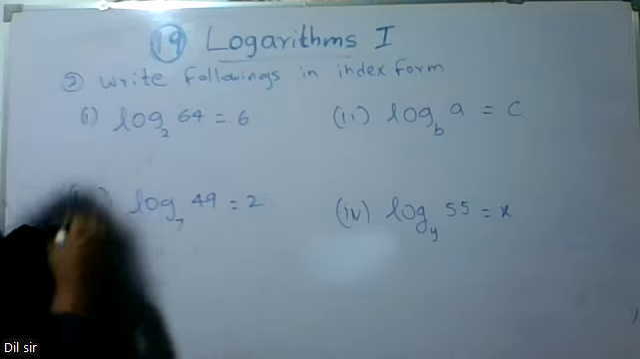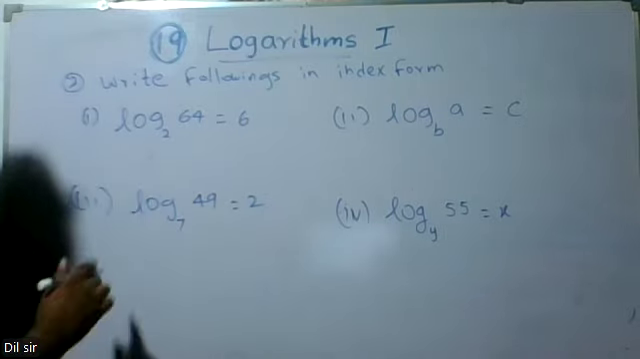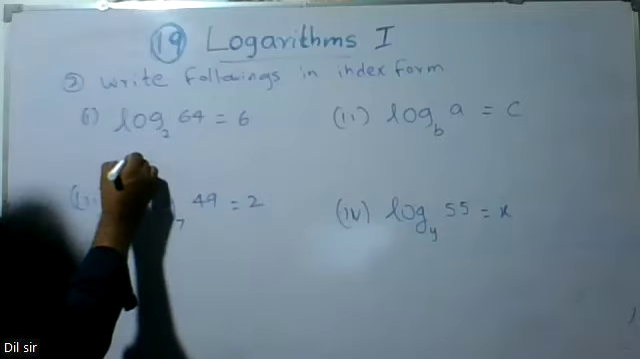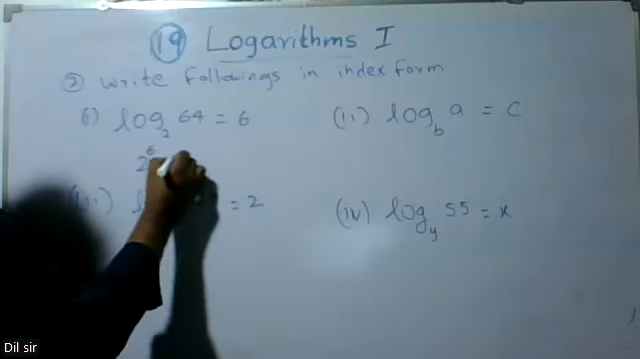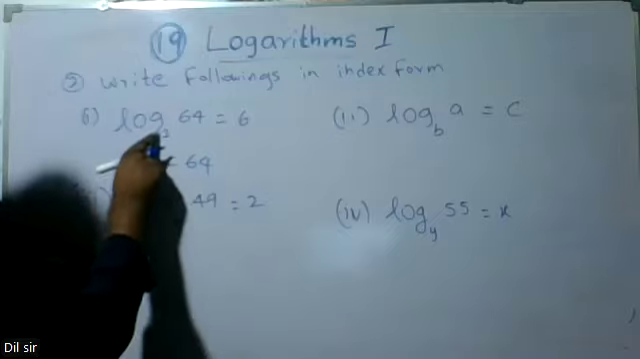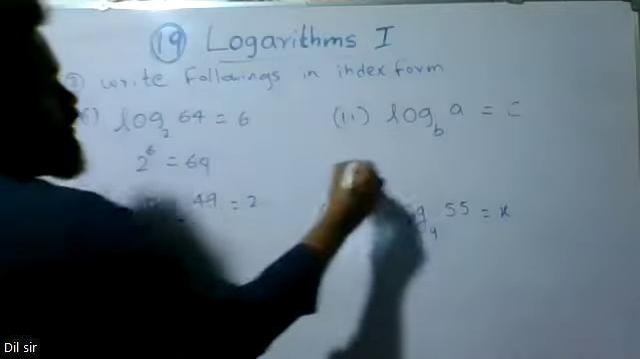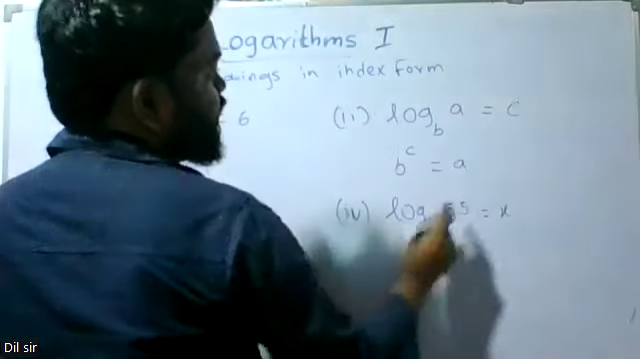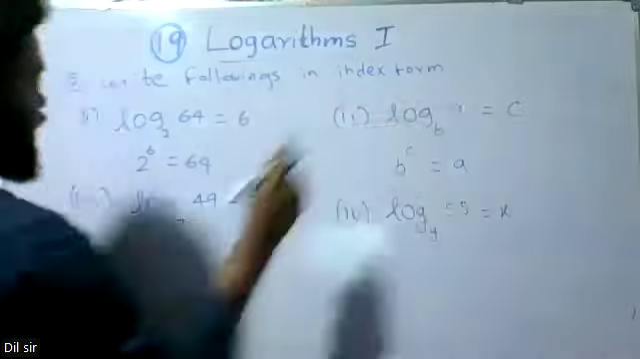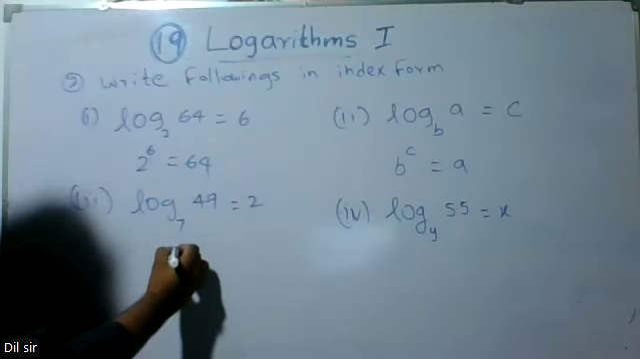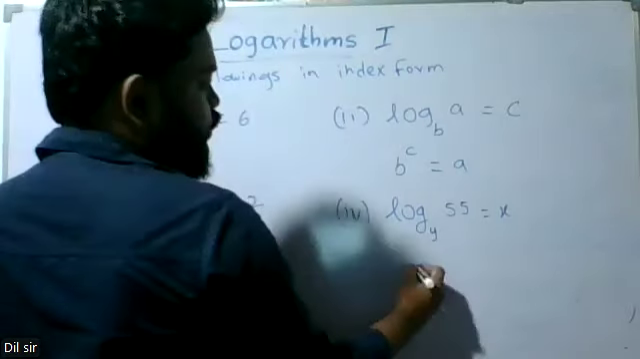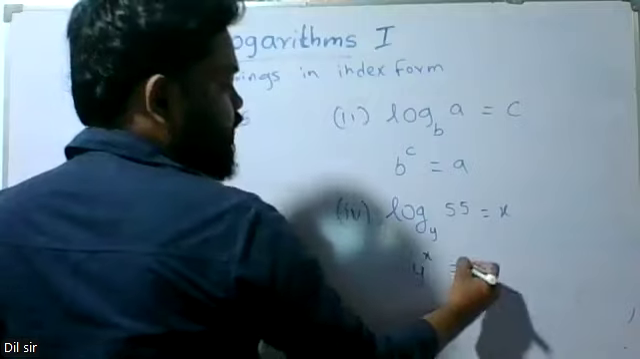Alright, this one. Base 2: 2 to the power 6 equals 64. The base is 2, the index is 6, the value is 64. Base is B: B to the power C equals A. The index is C, and the value is A. This one, base is 7: 7 to the power 2 equals 49. This one: y to the power x equals 55.